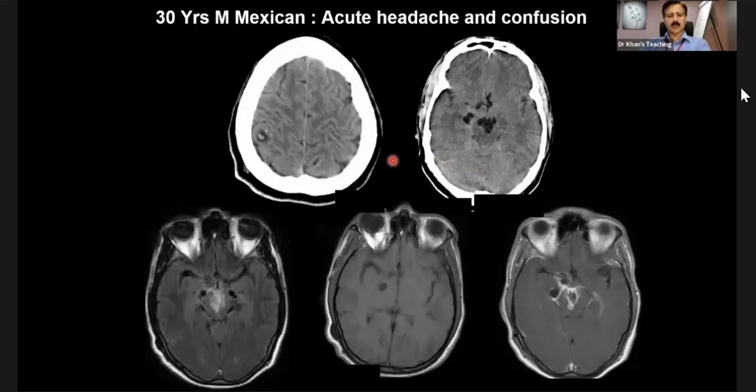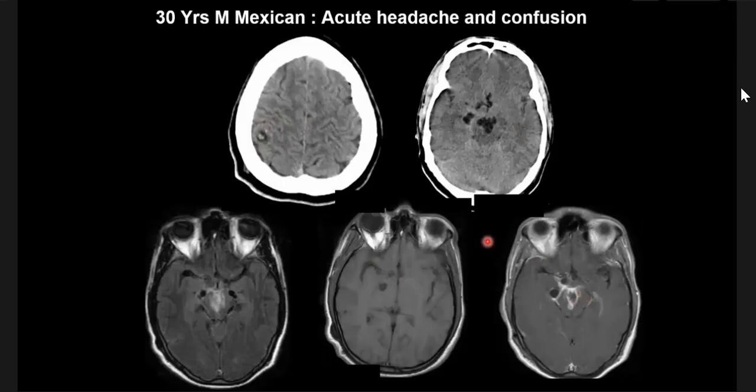Yes, please. So, 30-year-old male, acute headache and confusion. On the CT, there are multiple foci of abnormality in the right parietal region and also in the midbrain. And on MRI, it shows post-contrast enhancement. I'm just looking at the pre-contrast. This one did not show enhancement. I have not given you the MR. And this one shows enhancement. What is your conclusion?